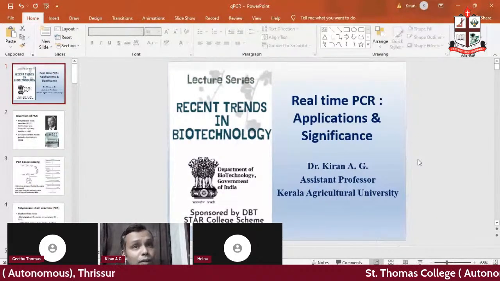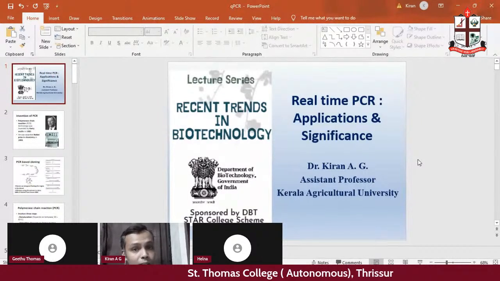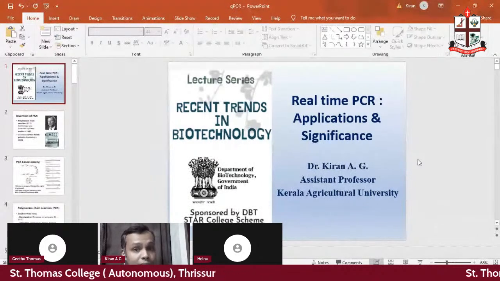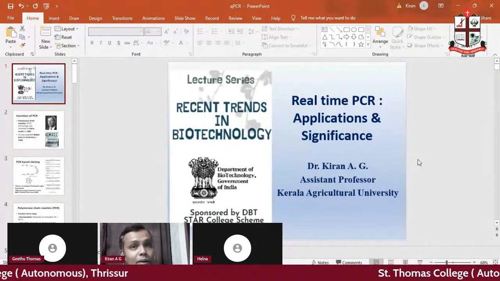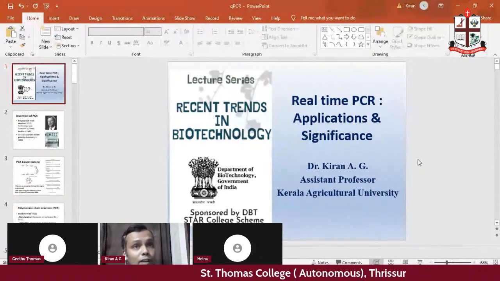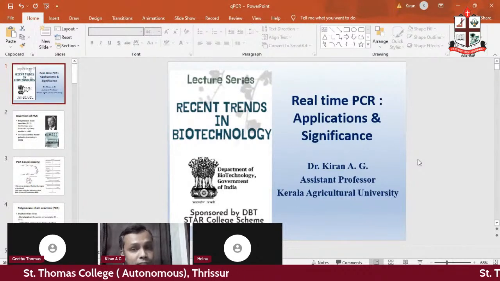And among these modern tools, transcriptome sequencing and microarray, as you might know, help us to do a genome scale expression analysis. But in real-time PCR, a genome scale expression analysis is not possible. There we will be studying a few genes.